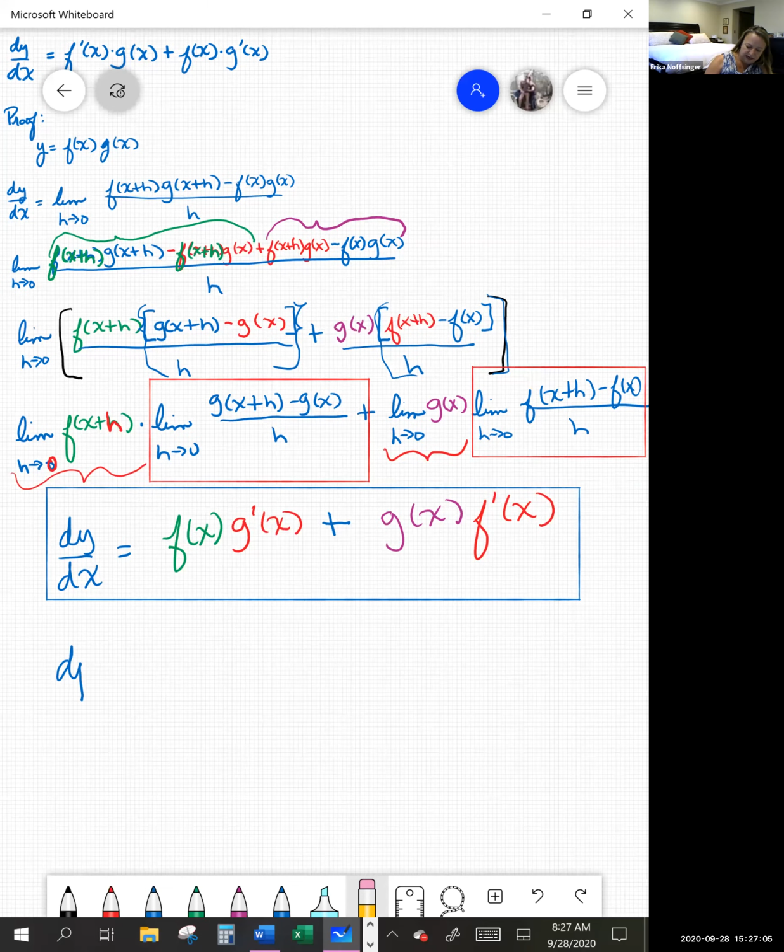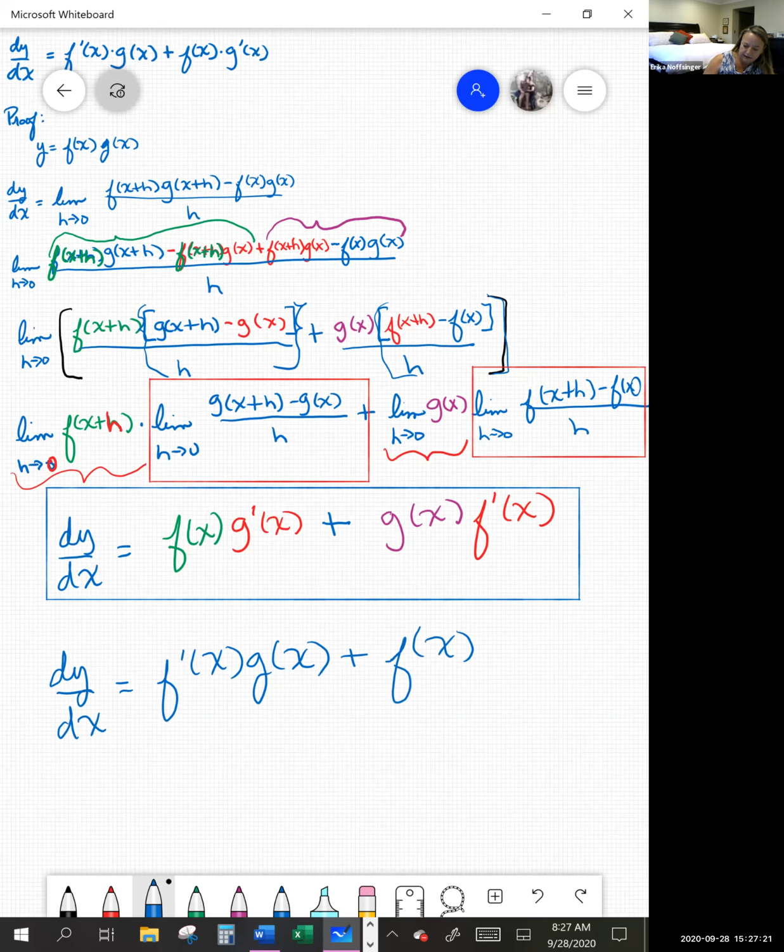And let me just show you the one I gave you. dy/dx is equal to f prime of x all times g of x plus f of x times g prime of x. So notice, if you add 2 plus 3, you can change the sum. It's 3 plus 2. So basically, this piece right here, I write first. Oh, no, I don't. I write that second. I'm going the wrong way.